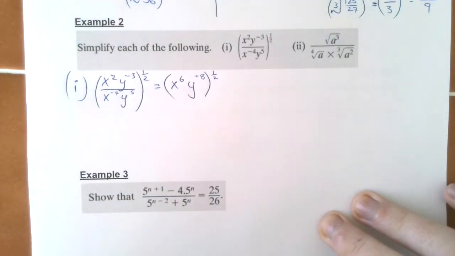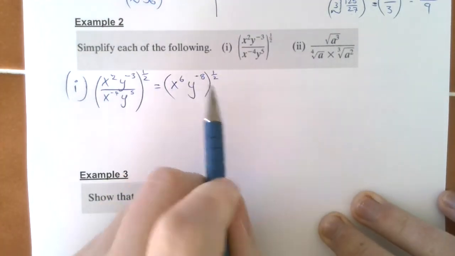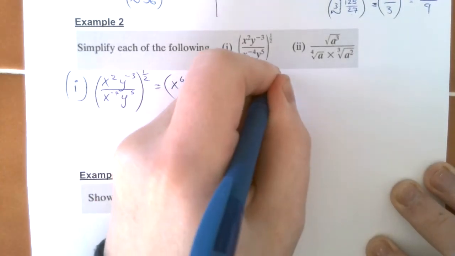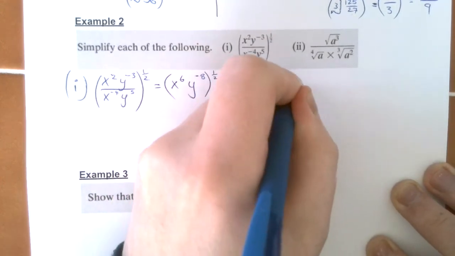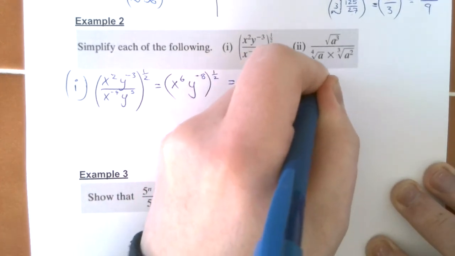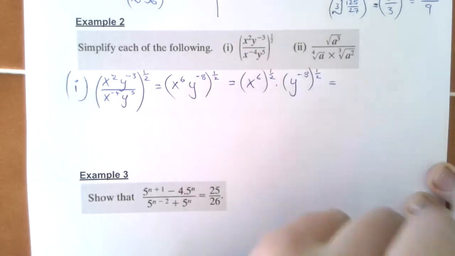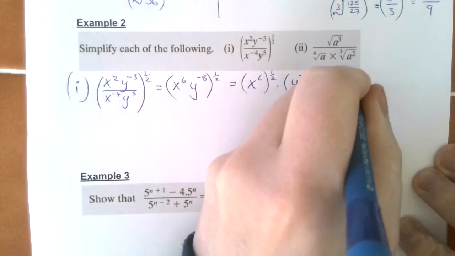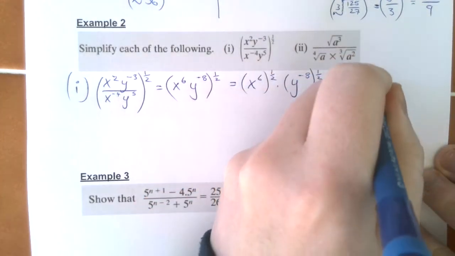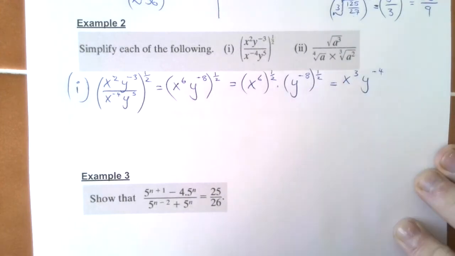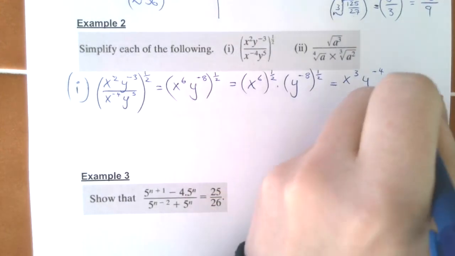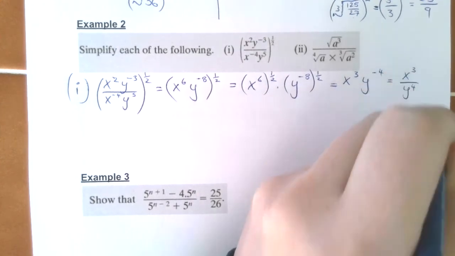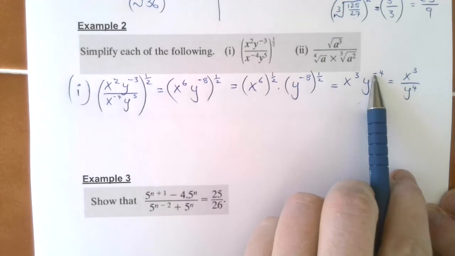Now if all of that is to the power of a half, we can make both of them individually equal to the power of a half. So it's going to be x to the power of 6 to the power of a half, times y to the power of minus 8 to the power of a half. And then what we can do is multiply the power of a half into each one individually. If we multiply it into each one individually, it'll be x to the power of 3 and y to the power of minus 4. And if we wanted to go one step further at the end, we could write that as x to the power of 3 over y to the power of 4, using the law about the minus power.